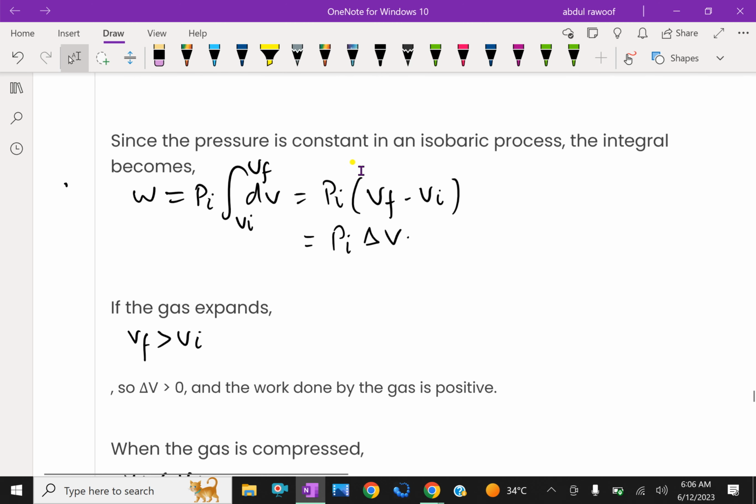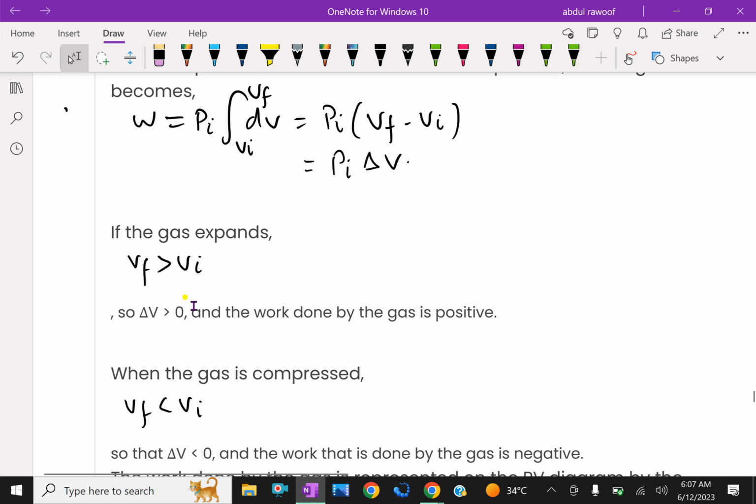Since the pressure is constant in an isobaric process, the integral becomes W equals Pi, taken out as a constant, integral from Vi to Vf of dV, which is equal to Pi times (Vf minus Vi). Integrating dV gives V final minus V initial, so W equals Pi, the initial pressure, times the change in volume dV. When the gas expands, V final is greater than Vi, so dV is positive, and the work done by the gas is positive.